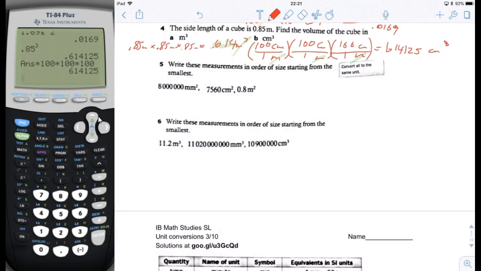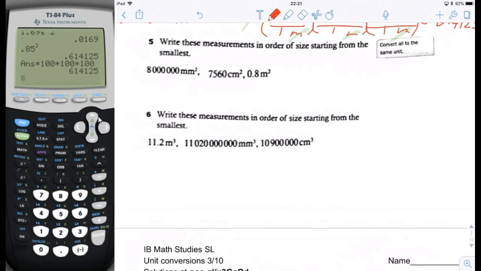Write these measurements in order of size, starting from the smallest. So we got 8 million millimeters squared, 70,560 centimeters squared and 0.8 meters squared. So let's do this. Let's change them all to the middle unit, because that's a reasonably sized number, and then we'll compare them. Do you see how the hint here is to convert them all to the same unit?